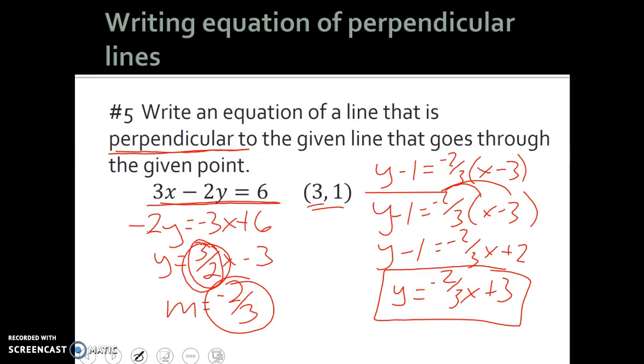And we want to make sure that it does go through this point. So I'm going to plug in my x value. That's my domain value, 3. And if I plug in 3 here, -2/3 times 3 is -2, and -2 plus 3 is positive 1. And so I do get my range value, my 1. And so this is an equation of a line that is perpendicular to that given line that goes through that point.